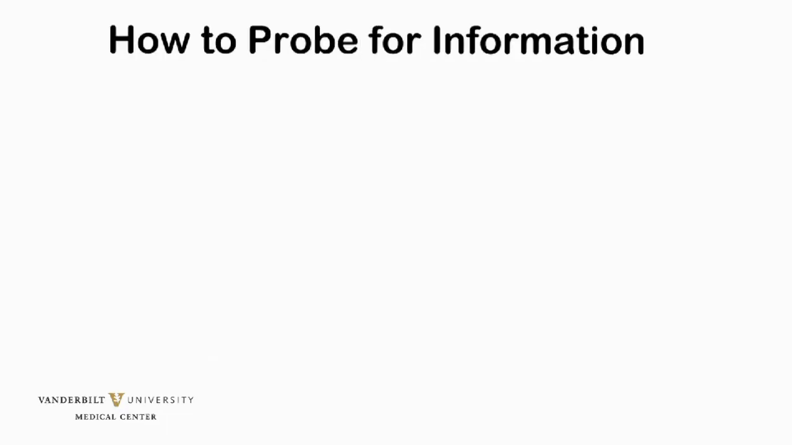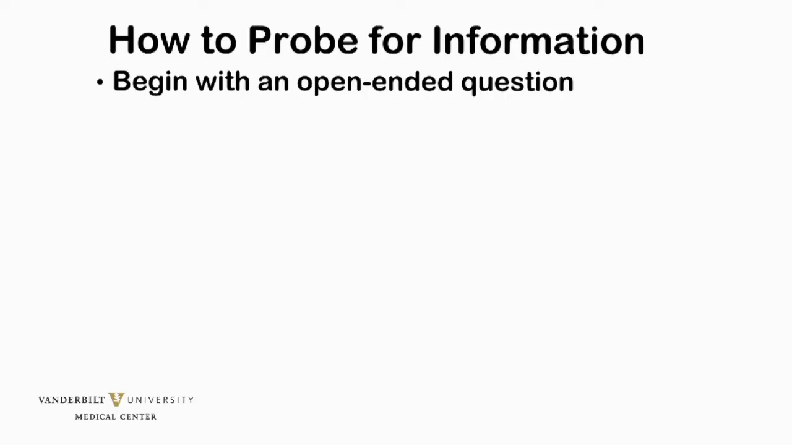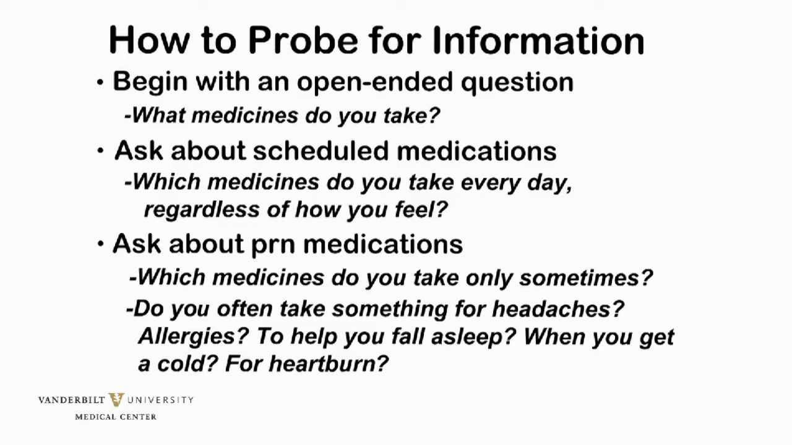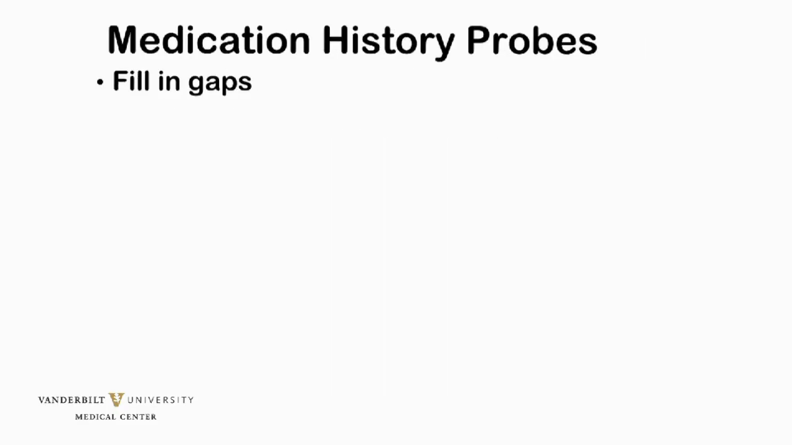Here are some suggested questions to help you obtain an accurate medication history, whether or not you start with an available medication list. Begin with a simple, open-ended question like, "What medicines do you take?" Then ask about scheduled and PRN medications. You can probe PRN drugs by giving common symptoms that may prompt medication use, such as headaches, allergies, or insomnia. Then fill in the gaps.